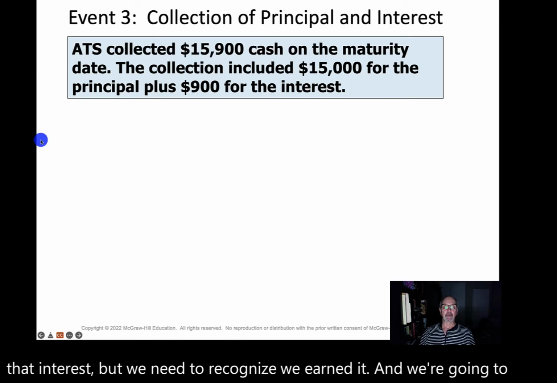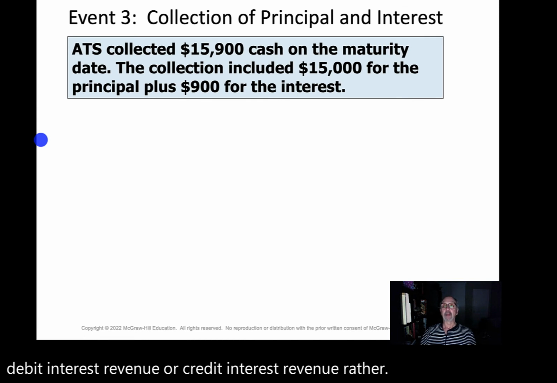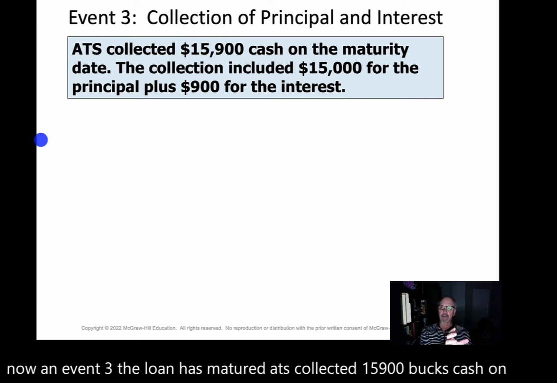Now, in event number 3, the loan has matured. ATS collected $15,900 cash on the maturity date. Right? It's $15,000 of principal, $900 of interest.